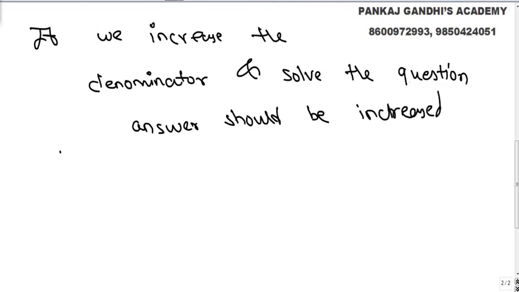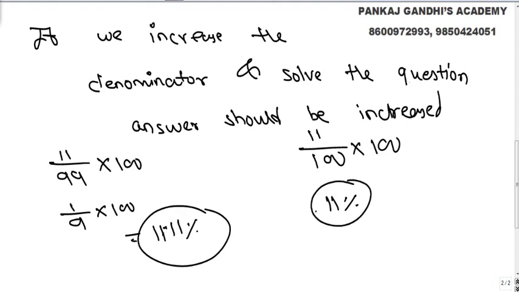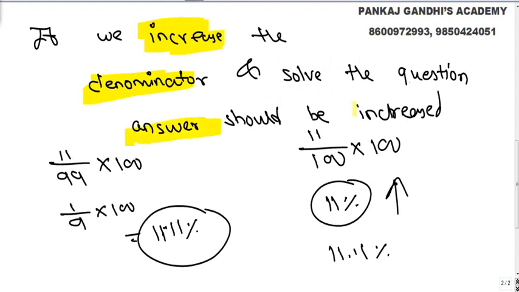What all I mean? Let's say we are supposed to solve 11 by 99 into 100. We know it's 1 by 9 into 100, 11.11%. But if someone does it by increasing the denominator, answer is 11%. To get the actual answer this answer should be increased. If we increase the denominator and solve the question, answer should be increased. Denominator was 99, we made it 100.